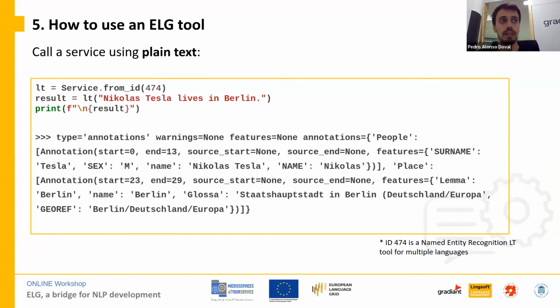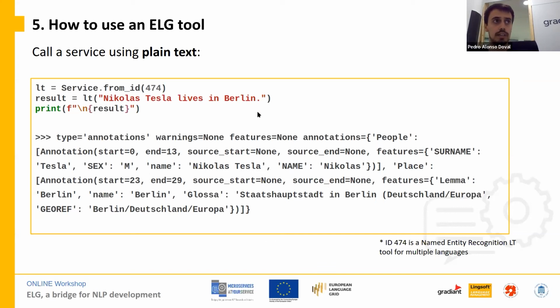So once you are authenticated, you can use the tools. In this case, this is an example of calling a service for named entity recognition in multiple languages. As you can see, it's as easy as this. Just introduce the text and get the response. In this case, it's an annotations response where it says that, for example, Nicolas Tesla is a name that is male, and that the name is Nicolas and the surname is Tesla.